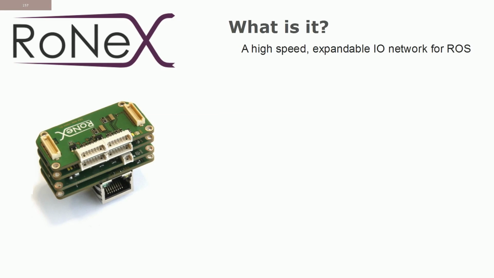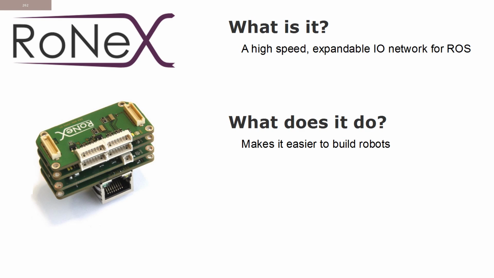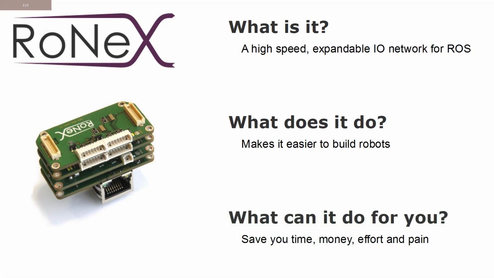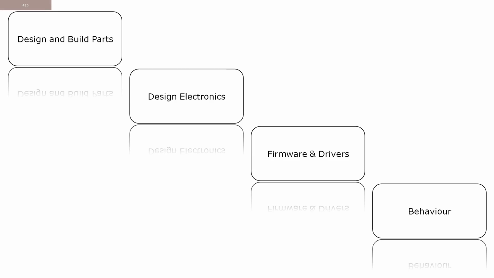RoNeX is a modular plug-and-play I.O. system for ROS. It's designed to make it easier and faster to build robots. I'm now going to take you through using RoNeX to build a robot arm to show you how easy it is. Building a robot from scratch could be roughly broken down like this.